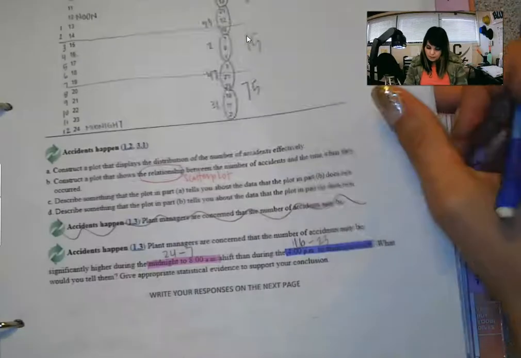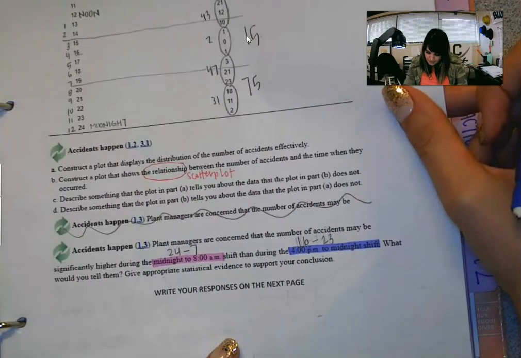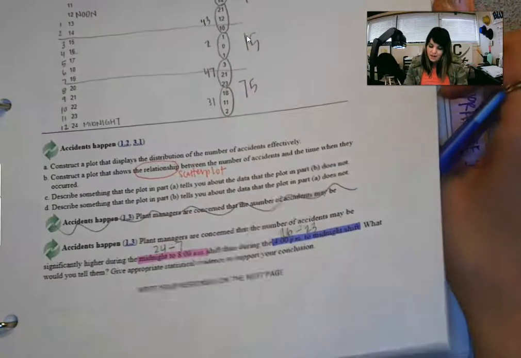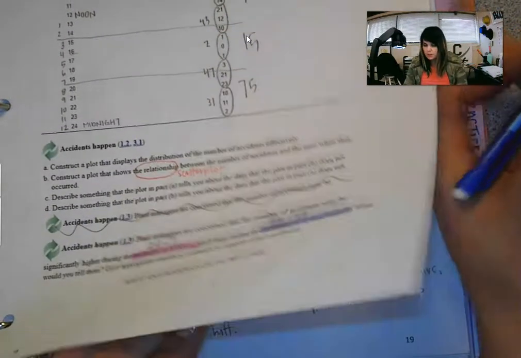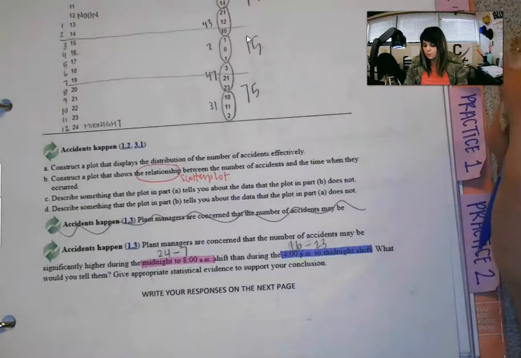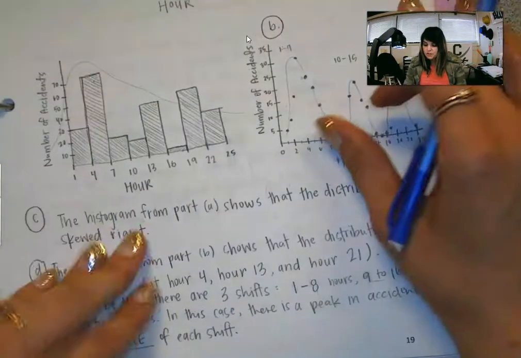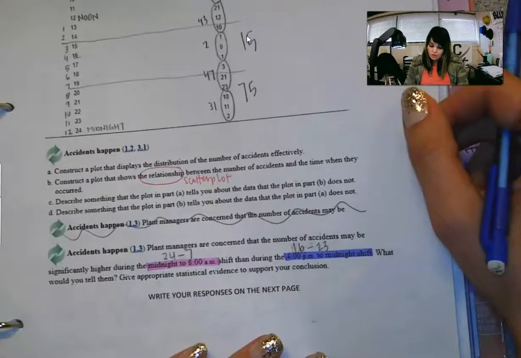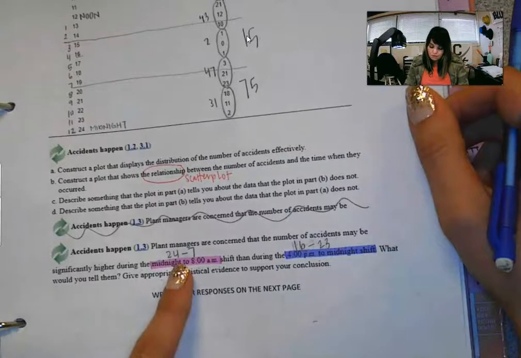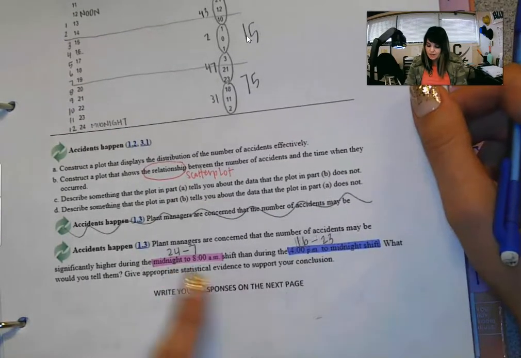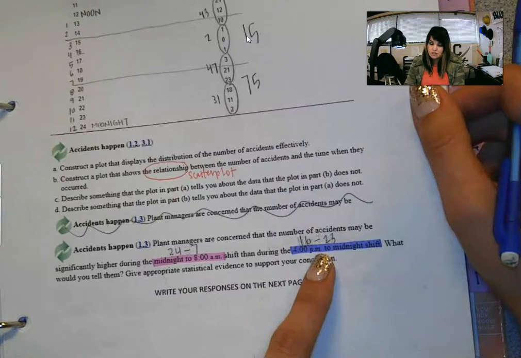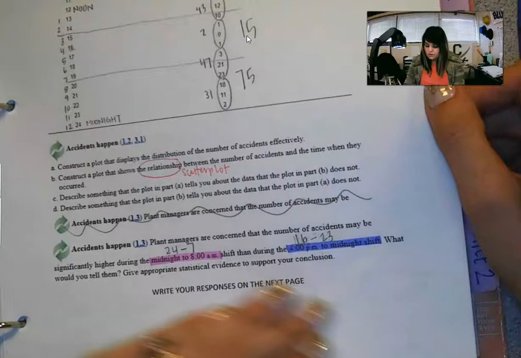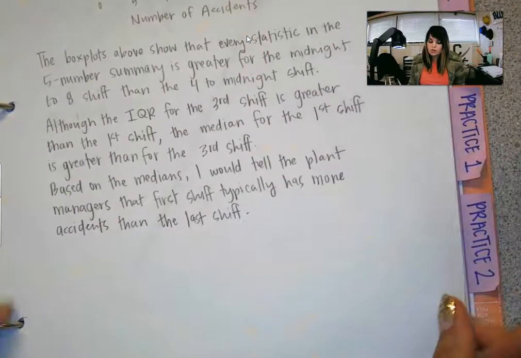Then there was one more problem we needed to do on this, which says plant managers are concerned that the number of accidents may be significantly higher for the midnight shift than for the 4 to midnight shift. So the early morning shift as opposed to the later shift. So to answer that question, I made 2 box plots. I made a box plot for the midnight to 8 a.m. shift, and I made a box plot for the 4 p.m. to midnight shift. So these are those box plots.